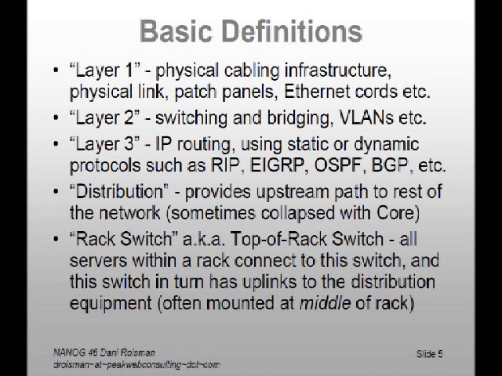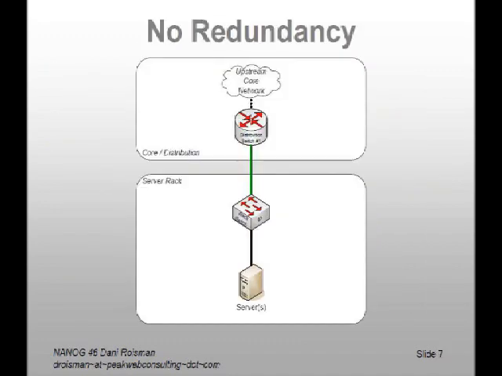So model 0, the no redundancy model. Very simple. You've got one switch, one rack, one distribution layer, and you're set. This will work. You pass packets, no problem. This will work forever until you have a failure in any one of these locations. So obviously this is not going to get you redundancy, but it'll get you some good connectivity.